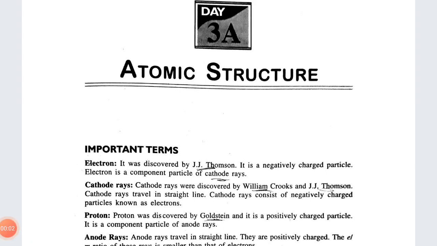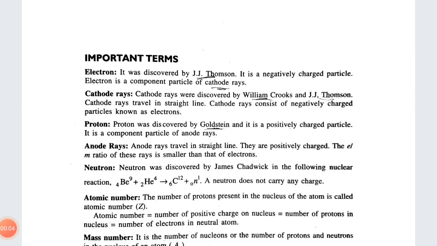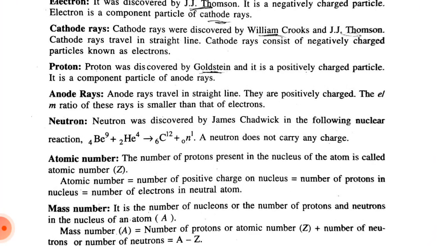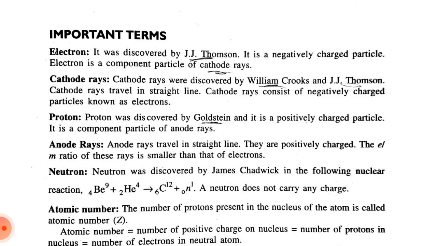Structure. Important terms. Electron: it was discovered by J.J. Thomson. It is a negatively charged particle. Electron is a component particle of cathode rays. Cathode rays were discovered by William Crookes and J.J. Thomson. Cathode rays travel in a straight line. Cathode rays consist of negatively charged particles known as electrons.